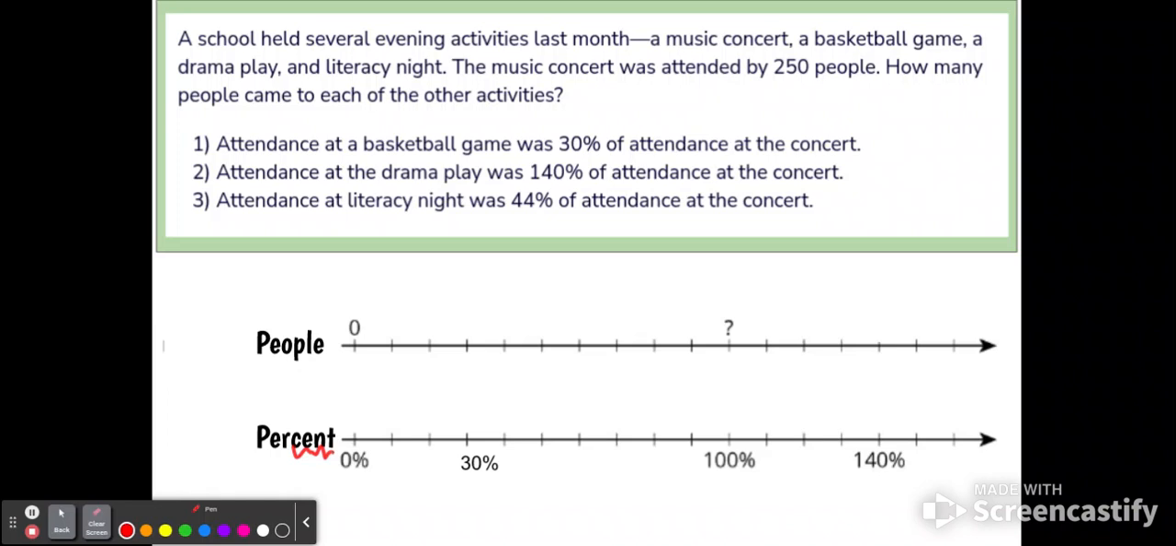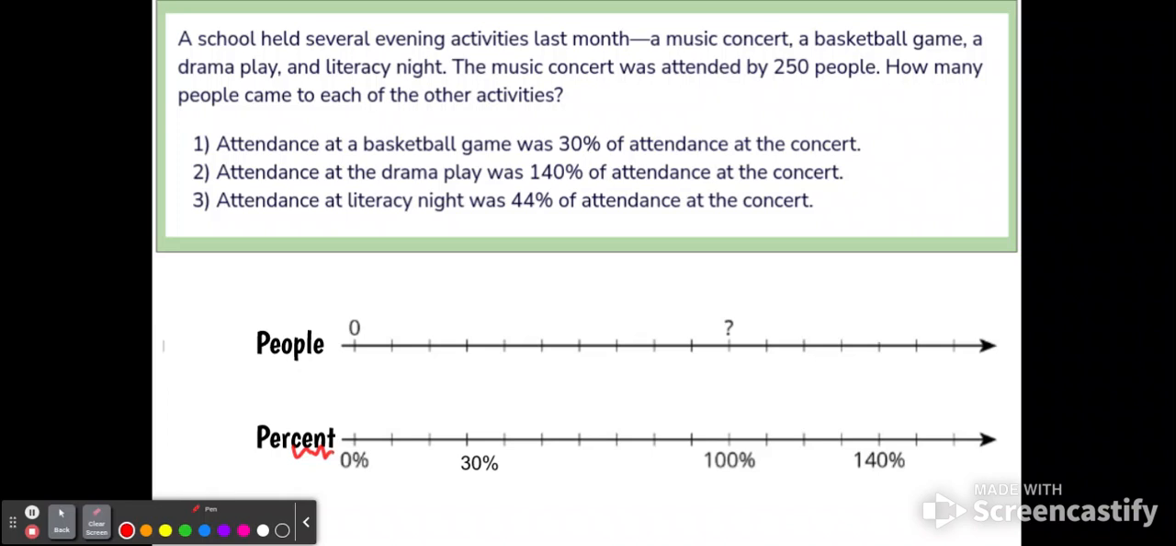A basketball game, a drama play, and literacy night. The music concert was attended by 250 people. How many people came to each of the other activities? Number 1, attendance at the basketball game was 30% of the attendance at the concert. Number 2, attendance at the drama play was 140% of the attendance at the concert. And number 3, attendance at literacy night was 44% of the attendance at the concert.